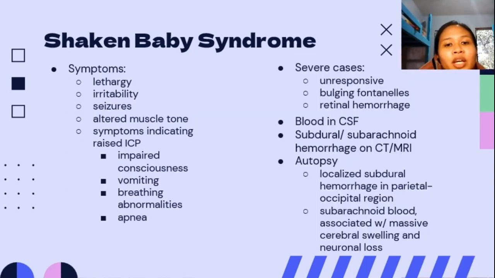And if a baby is shaken violently, these following symptoms may occur, and in severe cases, the baby may be unresponsive, with bulging fontanelles and retinal hemorrhage. There will also be blood in the CSF, hemorrhage, as we've mentioned, and it may ultimately lead to death. And autopsy often reveals that localized subdural hemorrhage occurs in the parieto-occipital region, and there is also subarachnoid blood associated with massive cerebral swelling and neuronal loss.